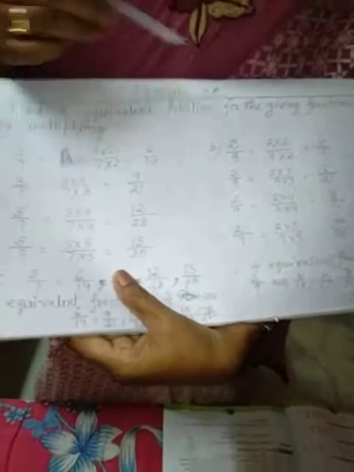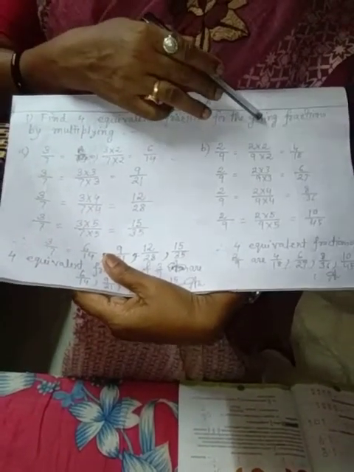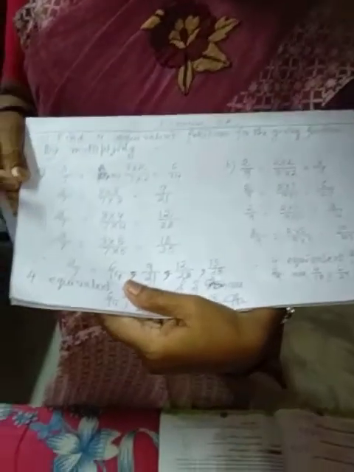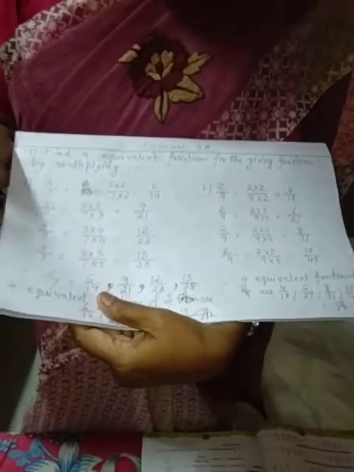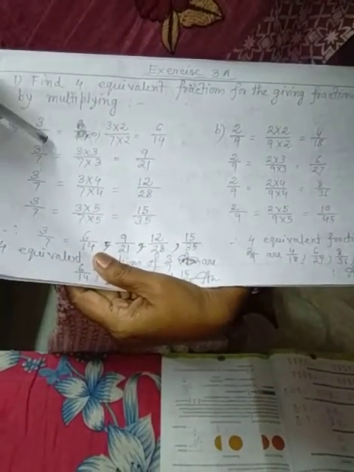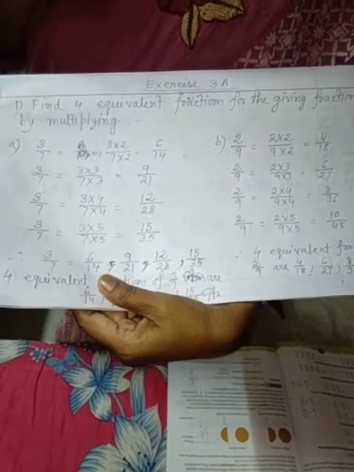Now I do exercise 3A, chapter 3A. Find 4 equivalent fractions for the given fraction. To find equivalent fractions, you multiply the denominator and the numerator by the same number. That is 3 by 7. Because 3 into 2, 7 into 2, that is 6 by 14.